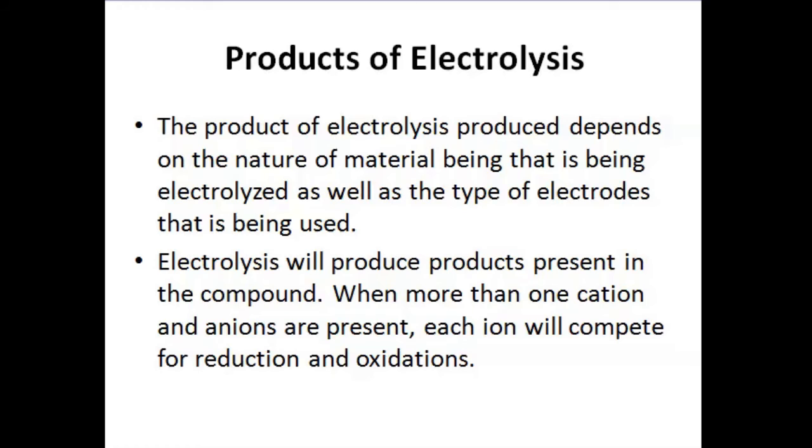And in the process of electrolysis, when we talk about the products of electrolysis, the product produced will totally depend upon the nature of the material being electrolyzed and the type of electrodes that is being used. So the electrolysis will produce products which are present in the compound. Hence, when more than one cation and anion are present, each ion will compete for reduction and oxidation, and according to that the product will be produced.